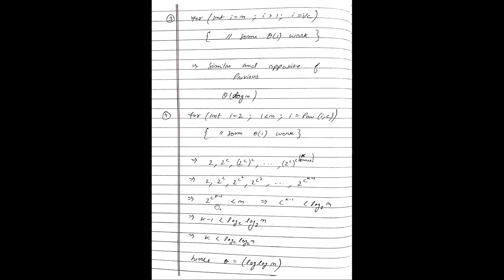Similarly, it should always be less than n, so i, that is 2 to the power c to the power k minus 1, is less than n, and we take log as we did in the previous example. Here, taking log on both sides. Solving this question, we come to this part, from this to this. So here you could see k is less than log of log n, and hence the constant is here. That's why this is the time complexity.